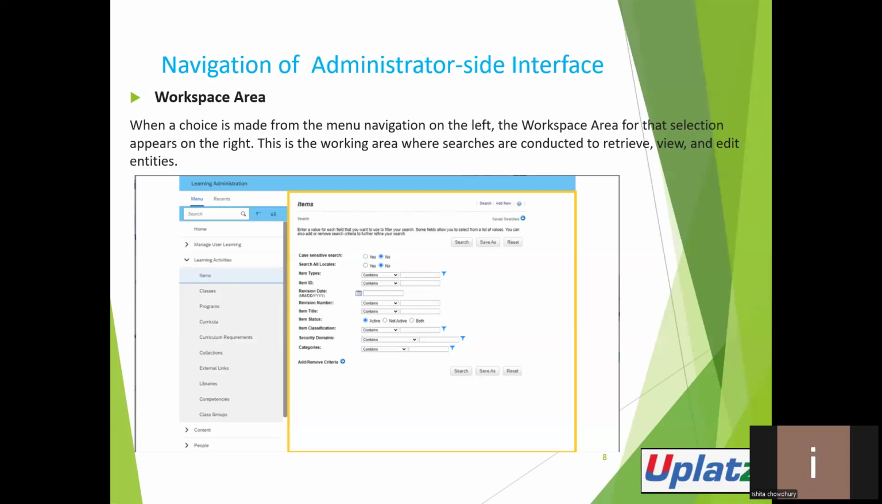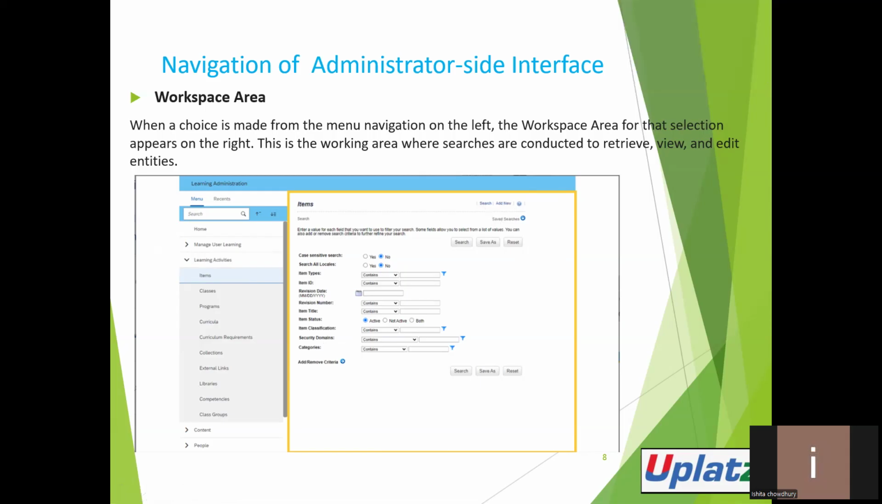Okay, next is item title, which is importantly used. Item ID and item title are the two important fields which are extensively used to search for any particular item. When you want to create a new item, what do you use? You use the option of add new. You see the option of add new over here and we use it to create a new item. We also see the field of security domains, which I talked about.